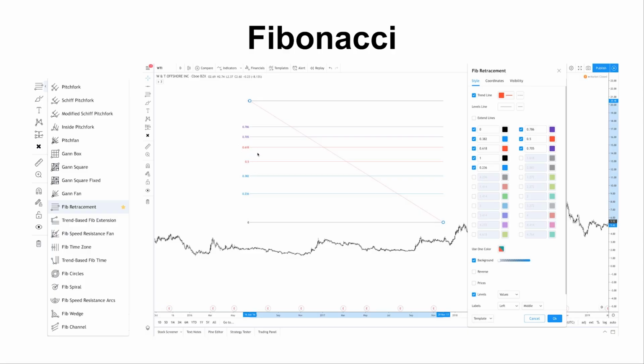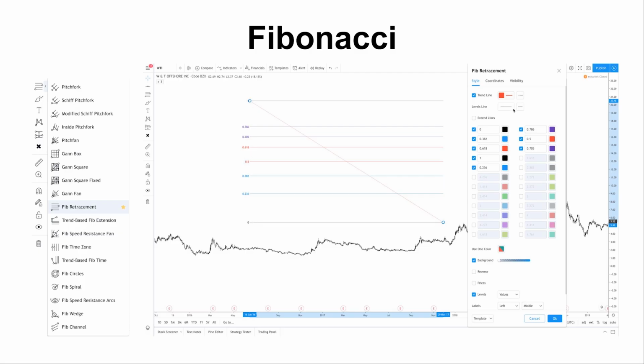Now, we describe these as decimals, but I'm going to be referring to them as percentages. So if I were to open up my tool and double click it, I have my Fibonacci retracement. As you see, it says Fib retracement, style, coordinates, visibility. For style, this is how you set it up. And again, we're going to go over this in live examples, but this is an overview intro here. I want to get you guys familiar with the layout and how we look at this stuff.